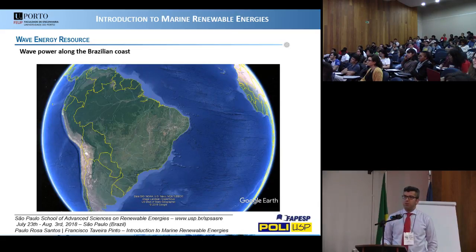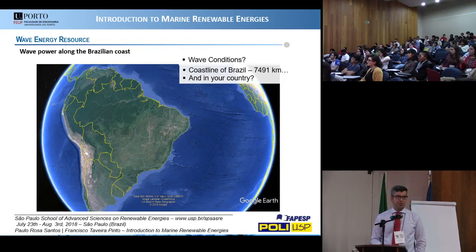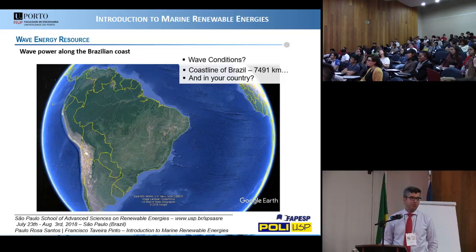Perhaps the waves are smaller. Yeah, I think the sea is more calm here. But on the other side, as far as I know, you have not 750 kilometers, but 10 times that. So the coastline is very large.